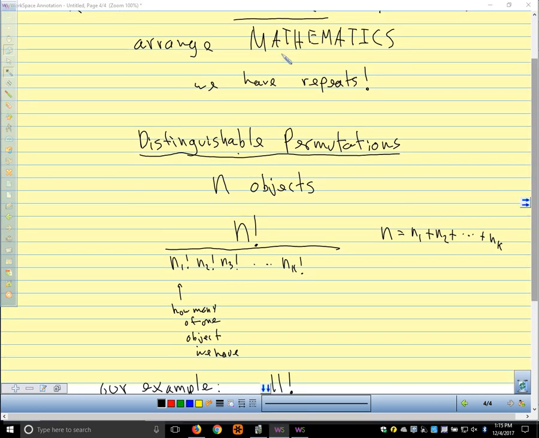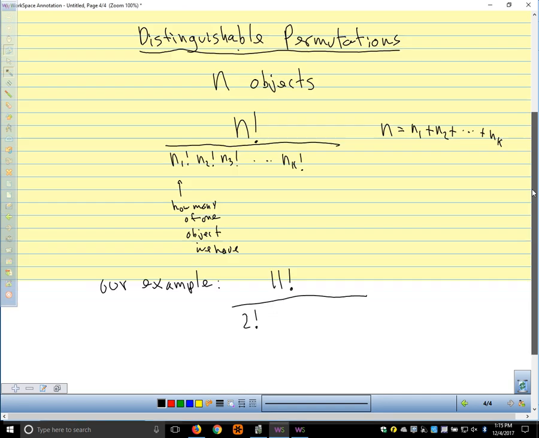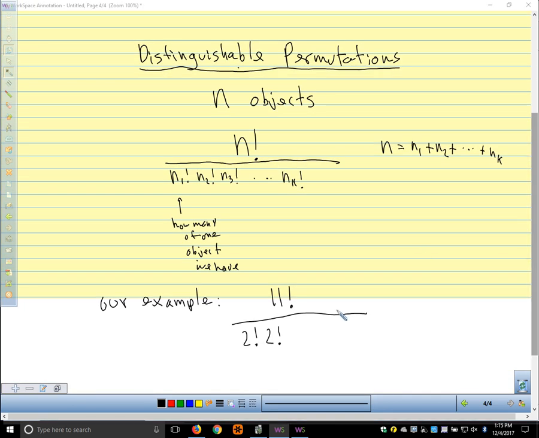We have two a's, so we can switch the places in those. So we're going to divide by 2 factorial. And we have two t's, so we're going to divide by 2 factorial for the t's. So this is for the m's, this is for the a's, and this is for the t's. And the rest, we just have one of.